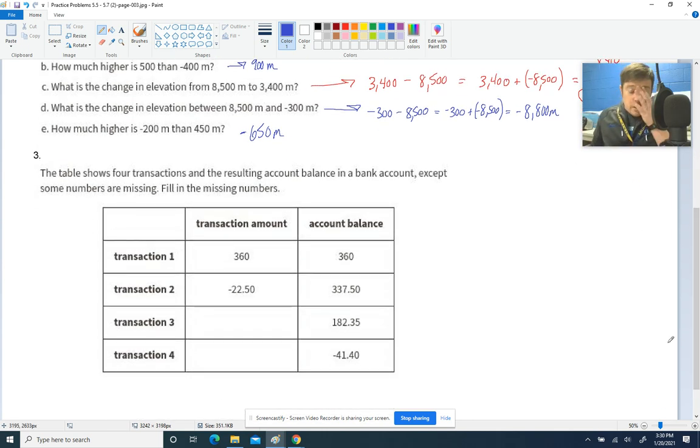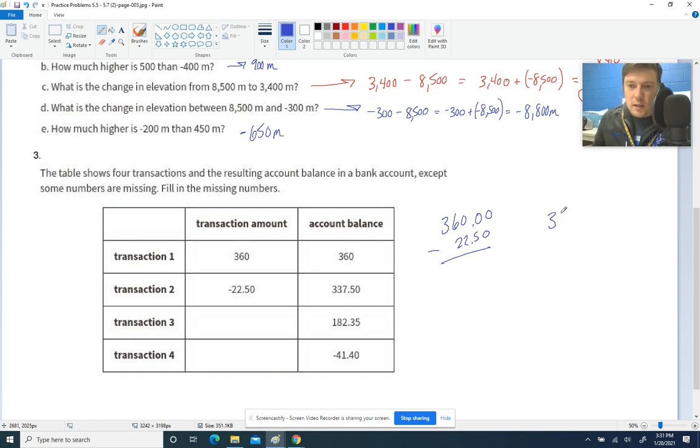All right, third one there. The table shows 4 transactions and the resulting account balance in the bank account, except some numbers are missing. Fill in the missing numbers. So this was on your homework last week. We haven't really talked about this in class much, but the transaction would be positive if you're putting money in, and negative if you're taking money out. The reason this went from 360 to there was because they were subtracting the 22.50 that you took out from this transaction. So that's why it dropped there.